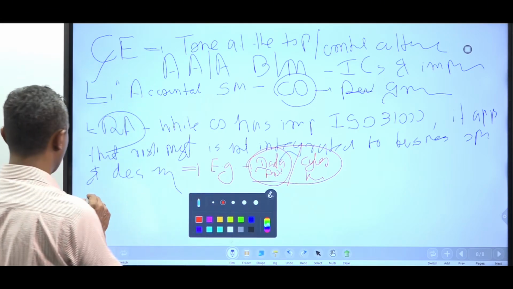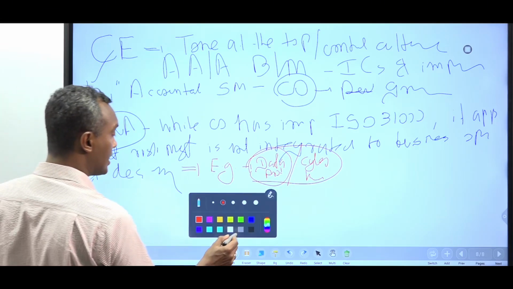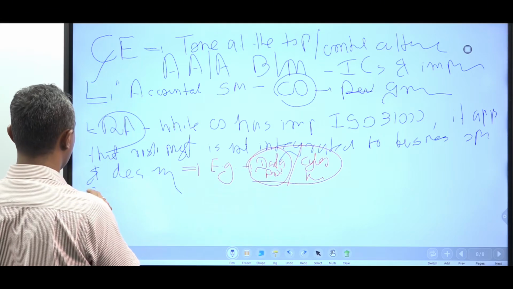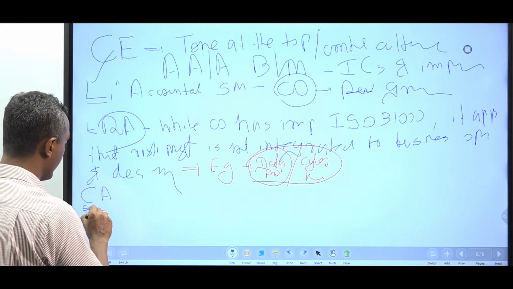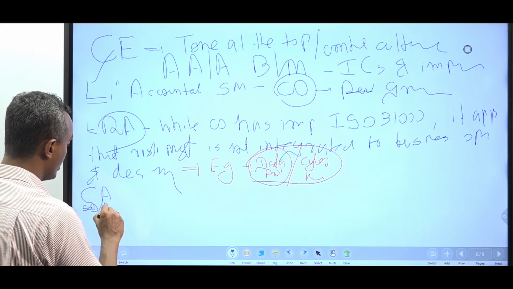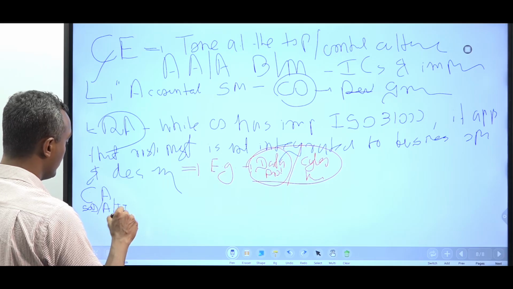regarding control activities, right? When we say control activities, we are talking about what? Segregation of duties, authorizations, IT controls, and so on.